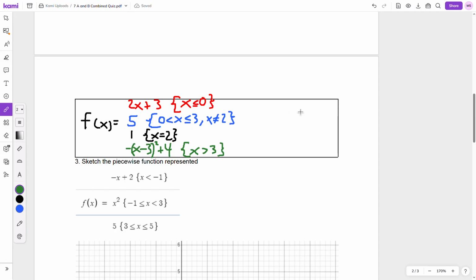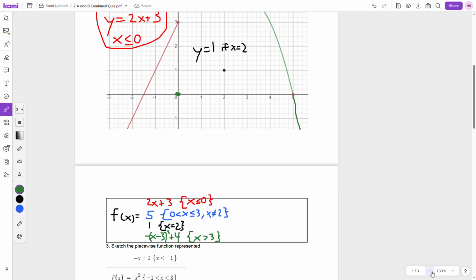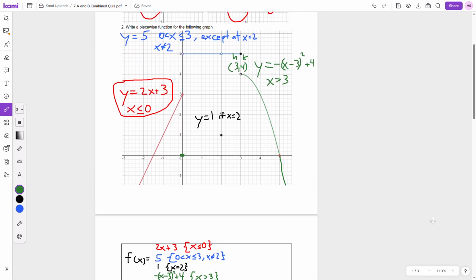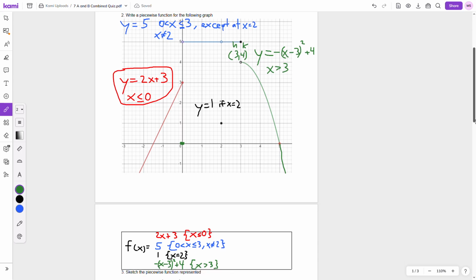Fantastic. Okay. All right. There's your piecewise function. All 4 parts are there. Should I zoom out? Would that help? Okay, so I put all of that together, and everyone's happy, and we can move on with our lives.